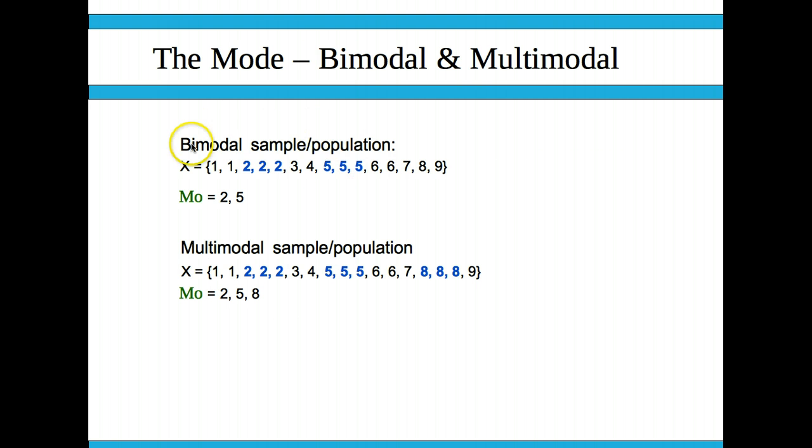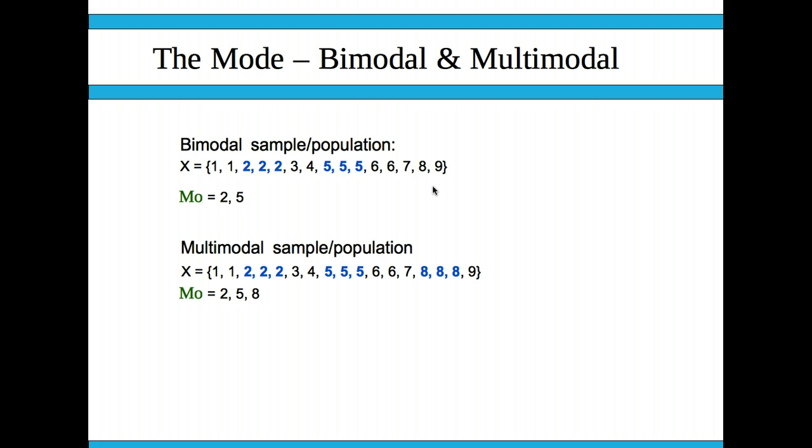However, what if we have a sample where we have two values that have an equal number of observations? So in this case, for example, this person knows two sociologists, and this person knows 5, and we have 3 of each here. Well, then we can actually have 2 modes, and we call it a bimodal sample or population. Bi as in 2. So then the mode becomes 2 and 5. It's a bimodal sample population.